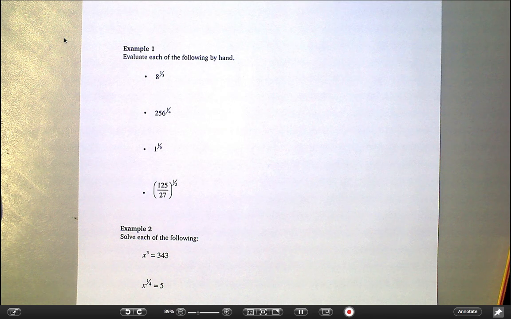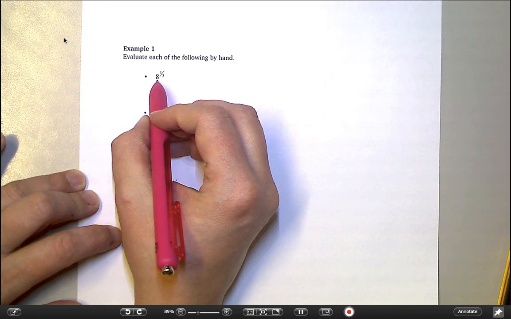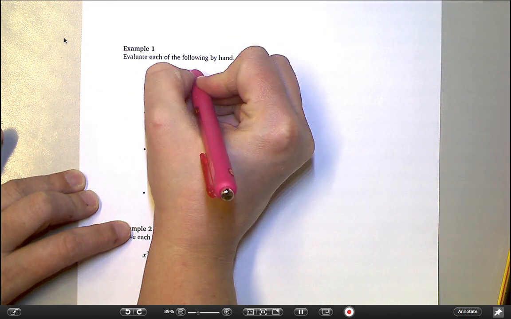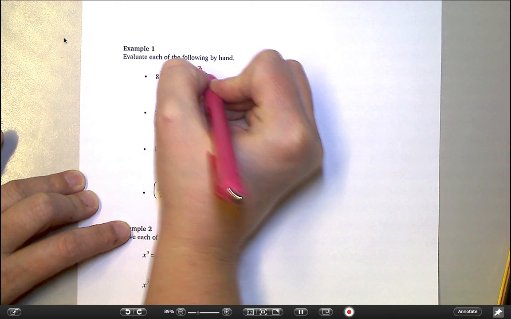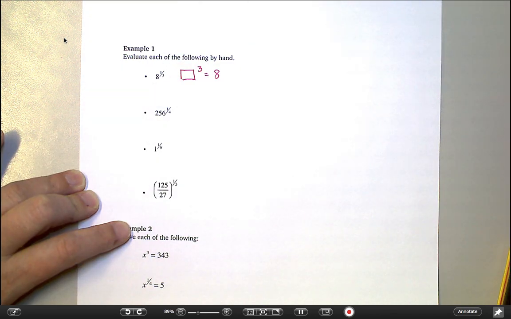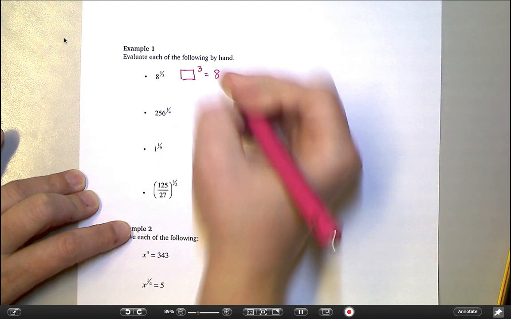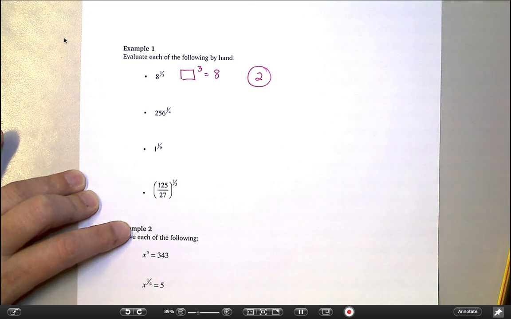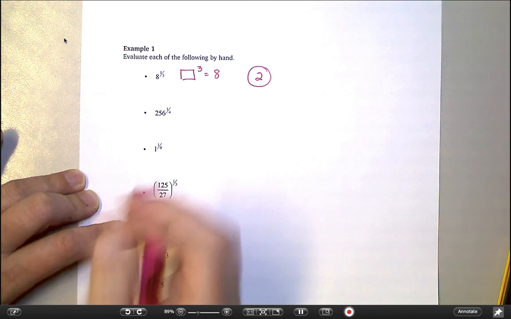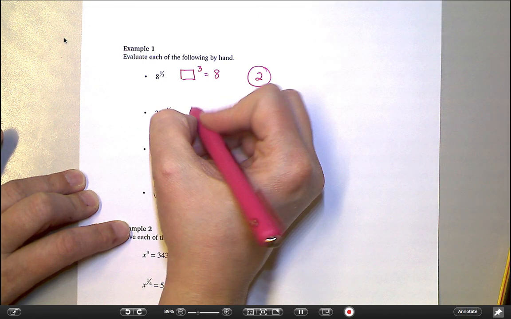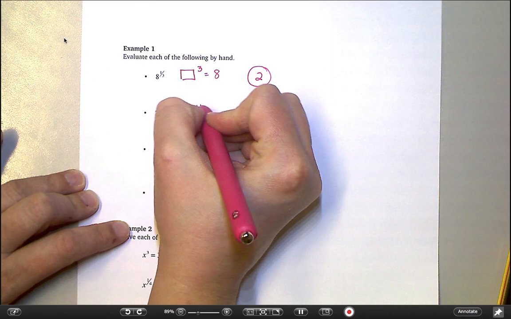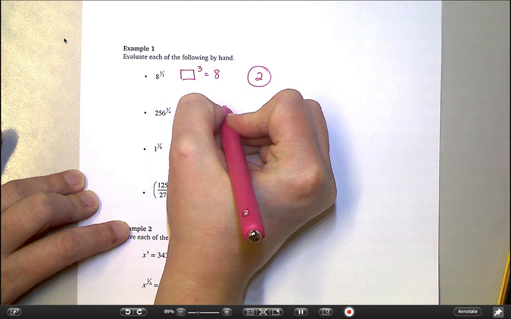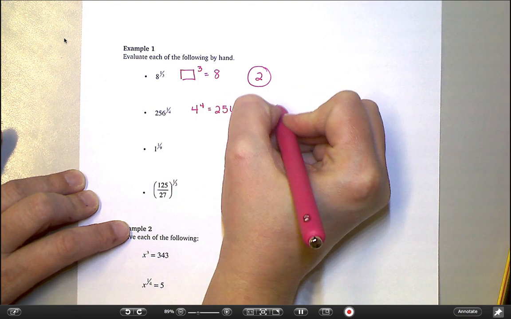Okay, hopefully you paused and took a minute to try these on your own. When I'm looking for 8 to the 1/3, I'm asking myself what to the power of 3 makes 8. And I'm hoping that that one is one that you know off the top of your head, that 2 to the 3rd power gives me 8. Okay? 256 to the 1/4, we actually just did that on the previous page. So instead of recreating it, we found that 4 to the 4th power makes 256. So my answer here is 4.